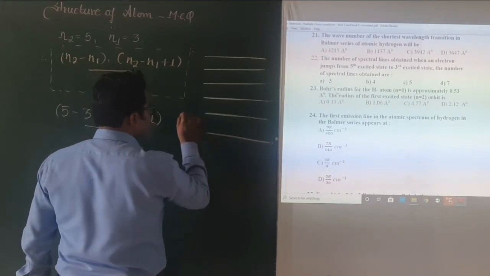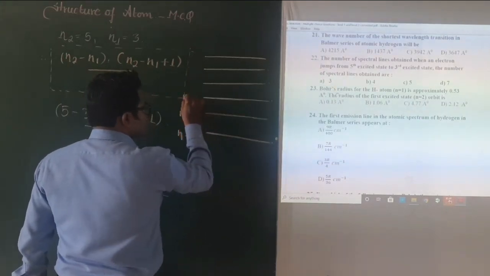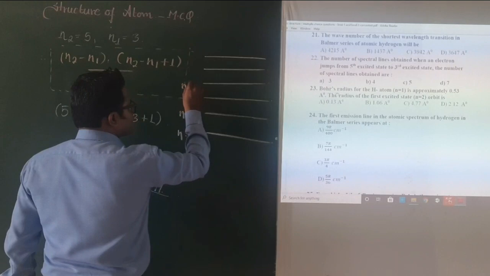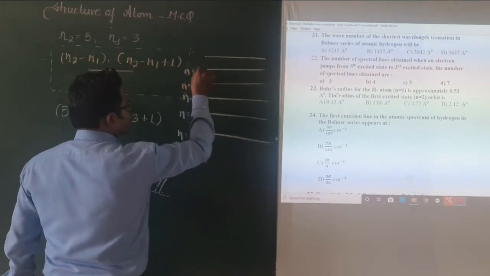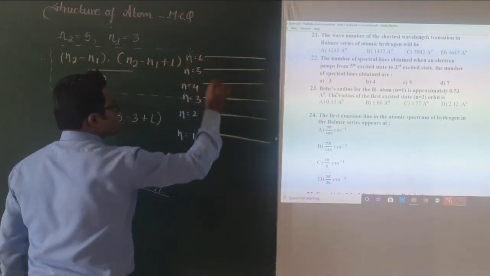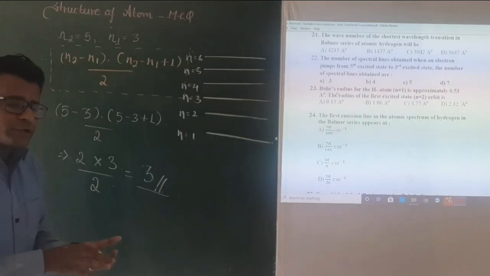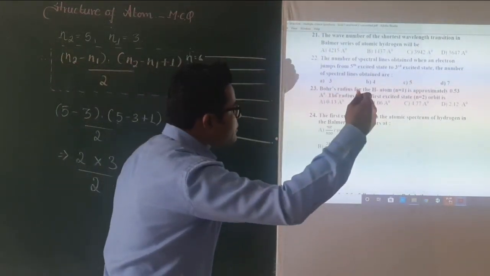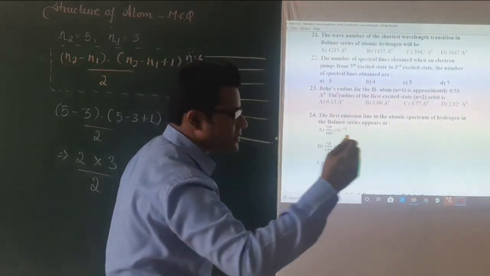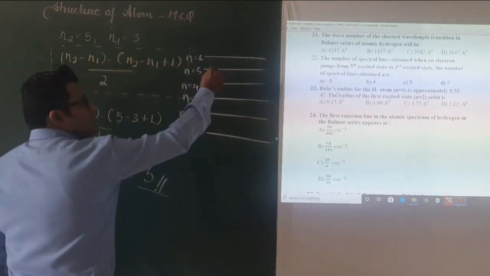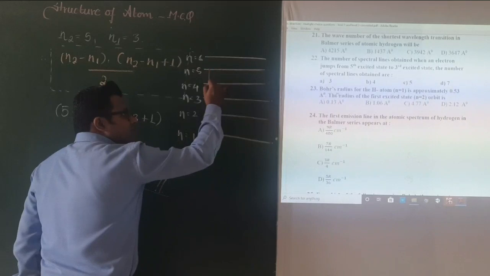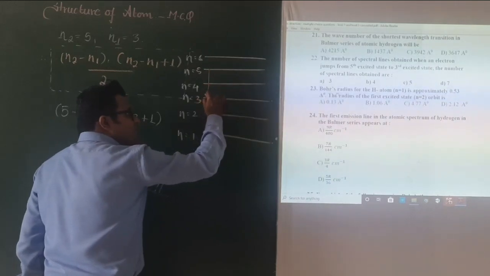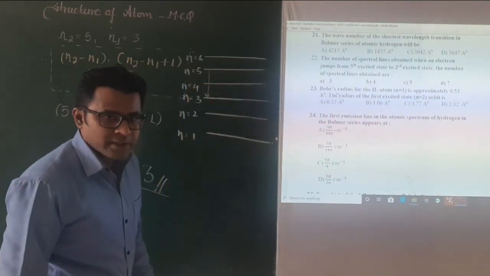n is equal to 1, n is equal to 2, n is equal to 3, n is equal to 4, n is equal to 5, n is equal to 6. Now, these are the different energy levels, let's say. So now what they are saying is the electron jumps from the fifth excited state to the third excited state. So this is one transition. This is the first transition, which we already know. This is one possibility.